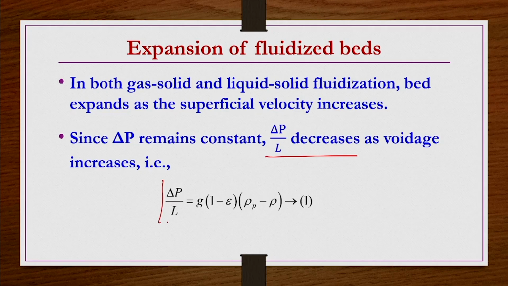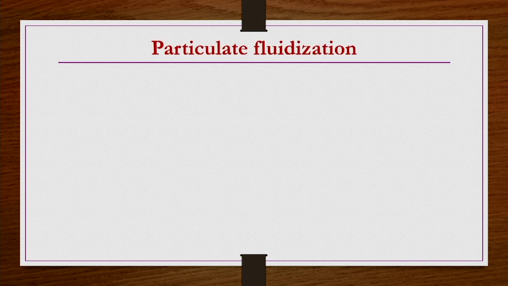So, when epsilon is increasing, though the pressure drop is remaining constant, the pressure gradient is decreasing according to this equation that we have been using. This is the equation one can solve to get the details of the voidage, etc. That depends on how much is the expansion. Okay, so let us say now particulate fluidization.